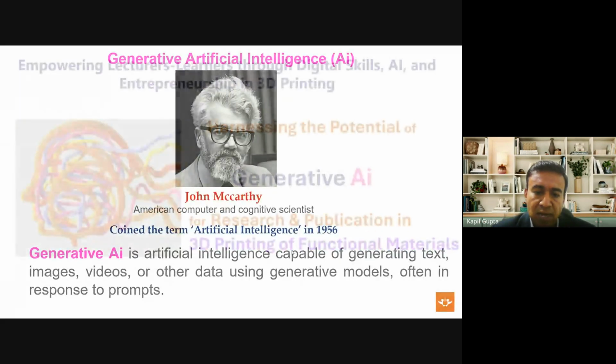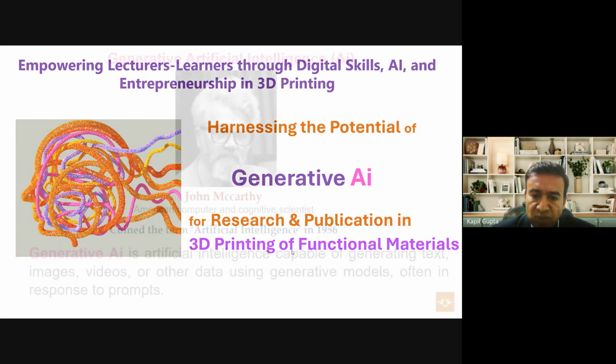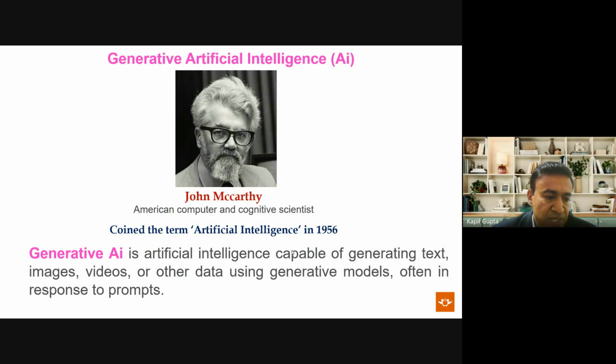Although I do not encourage unethical attempts related to generative AI. All ethical attempts, and it should not be used to bypass plagiarism and these types of things. But still, they can reduce admin tasks greatly. So the term generative artificial intelligence was coined by John McCarthy in 1956. From there to now, there are lots of developments in the field, where these days generative AI is in the picture, which is artificial intelligence capable of generating text, images, videos, or other data using generative models, often in response to prompts.